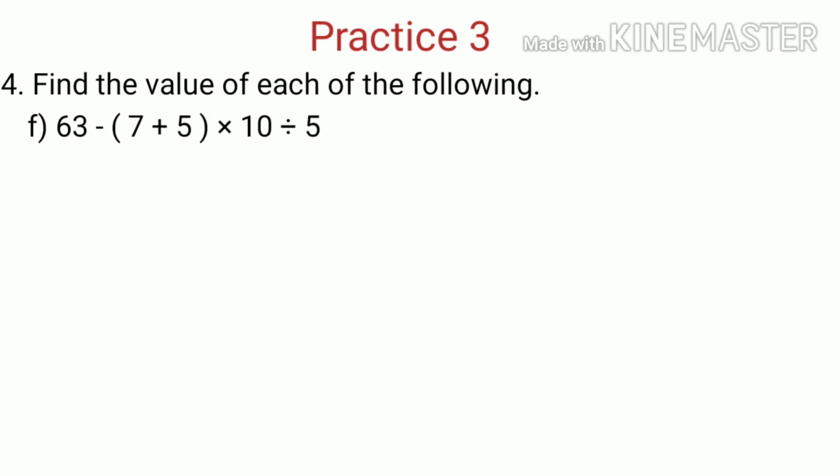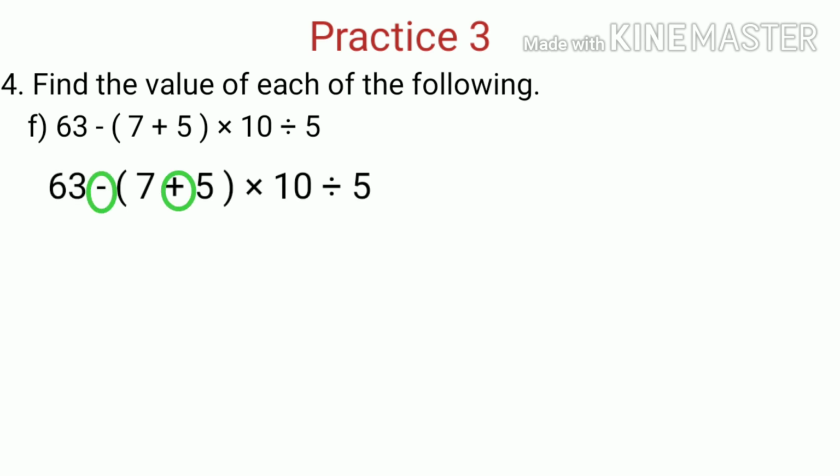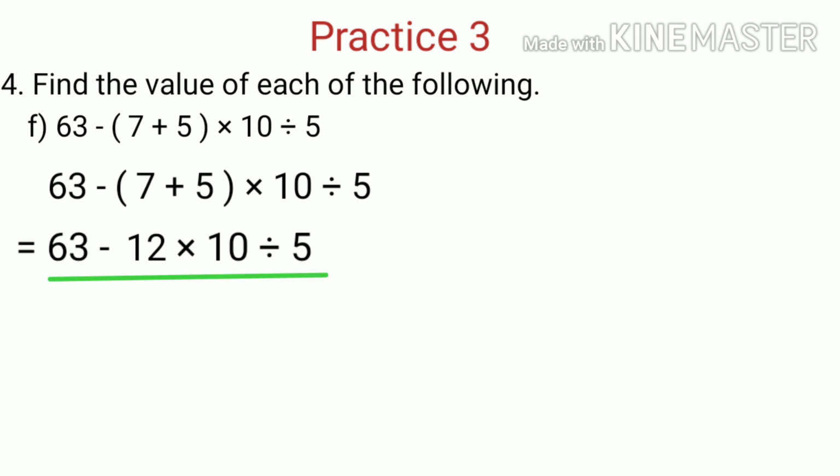Now let's solve number F. 63 minus open bracket 7 plus 5 close bracket into 10 divided by 5. The expression involves subtraction, addition, multiplication and division. But the operation addition is inside the brackets. Since we have to first carry out the operation that is inside the brackets, so we will first add 7 and 5. When we add 7 and 5, we get 12. And the brackets get removed. So the expression becomes 63 minus 12 into 10 divided by 5.